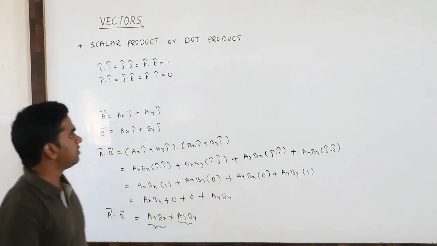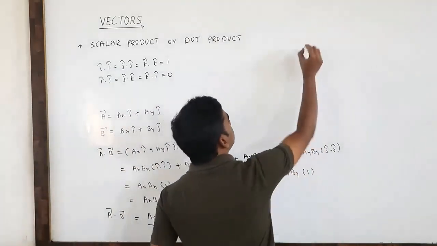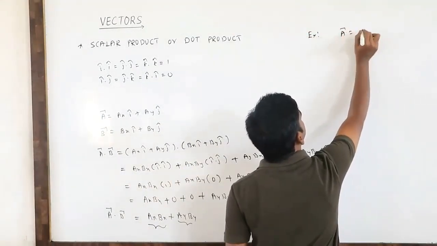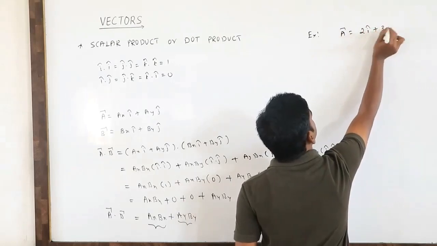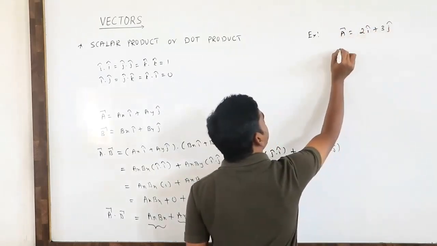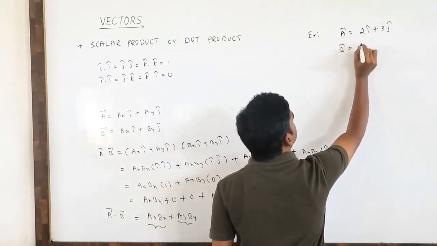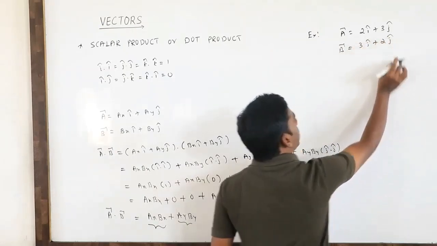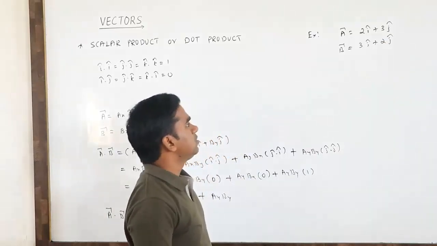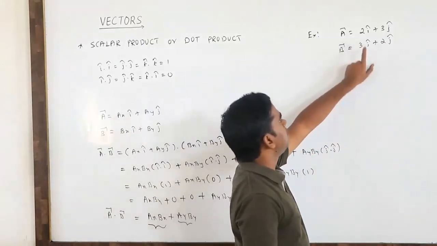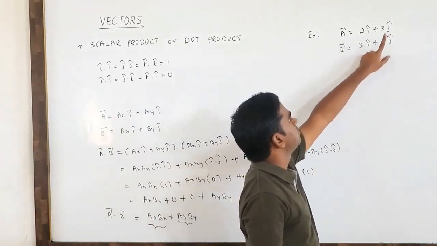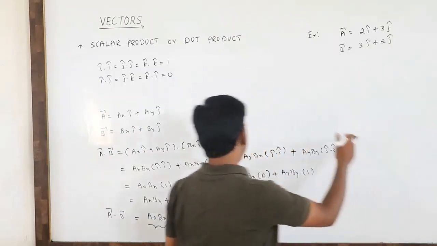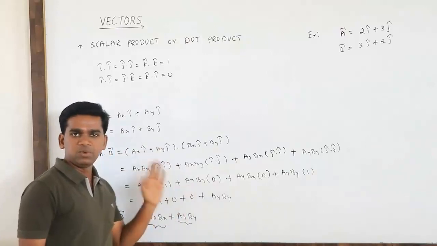For example, suppose I take vector a equals 2 I cap plus 3 j cap, and vector b equals 3 I cap plus 2 j cap. You can directly multiply 2 into 3 plus 3 into 2, and you will get 12. But let me do it with this process only.